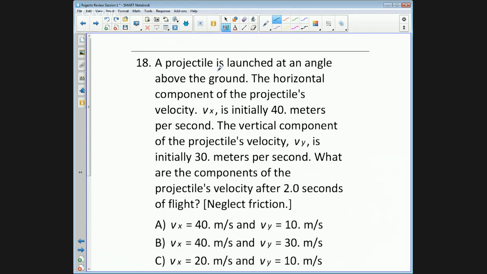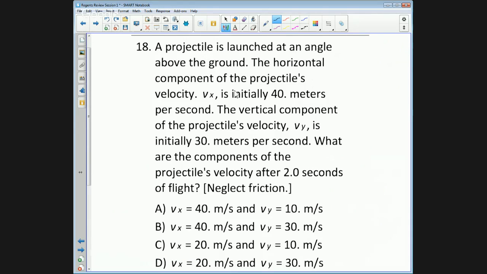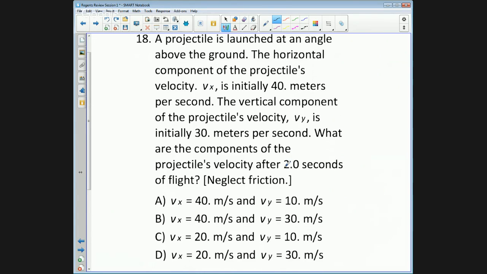Number 18 says, a projectile is launched at an angle above the ground. The horizontal component of the projectile's velocity, Vx, is initially 40 meters per second. The vertical component of the projectile's velocity, Vy, is initially 30 meters per second. What are the components of the projectile's velocity after 2 seconds?